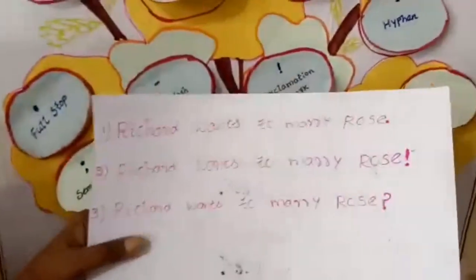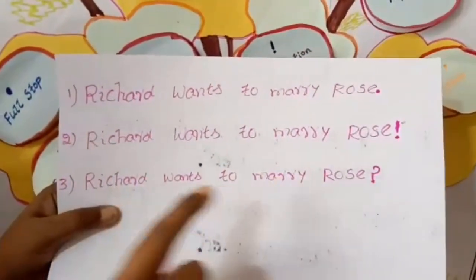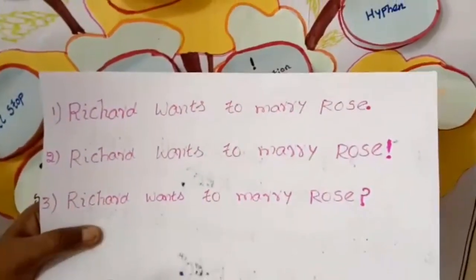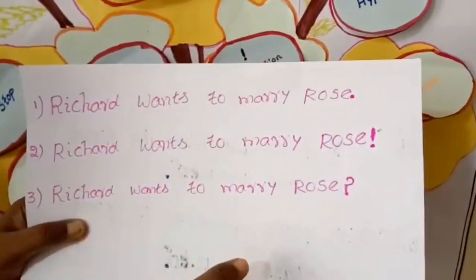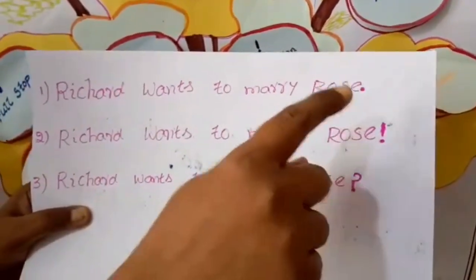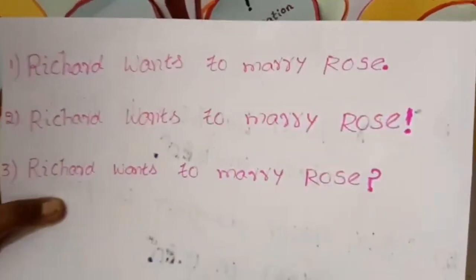Here I wrote a sentence: Richard wants to marry Rose. Richard wants to marry Rose. Richard wants to marry Rose. Here the three sentences are the same, but after completion of a sentence I use different punctuation marks. First one is a full stop, second one is an exclamation mark, third one is a question mark.